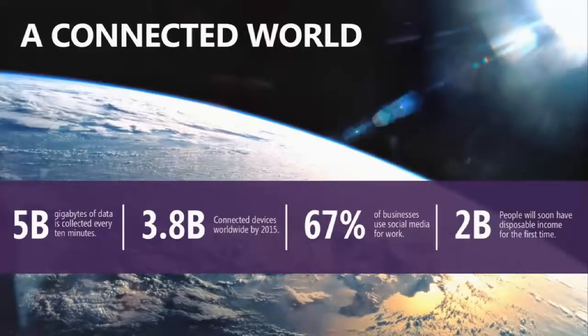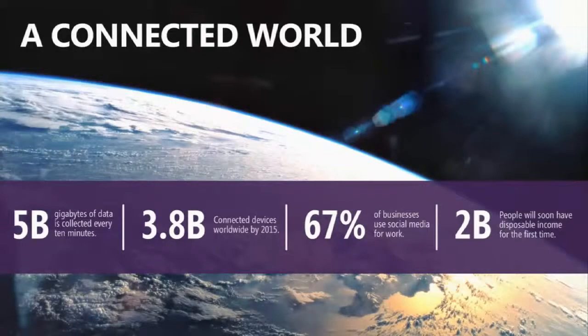I mean, 5 billion gigabytes of data collected every 10 minutes. And trying to put how much data is out there into context, if you think about a gigabyte, most of us can understand what that means. A terabyte is 1,000 gigabytes. A zettabyte is 1 billion terabytes, 1 billion with a B. The internet, which was about half a zettabyte in 2009, is now 4 zettabytes.